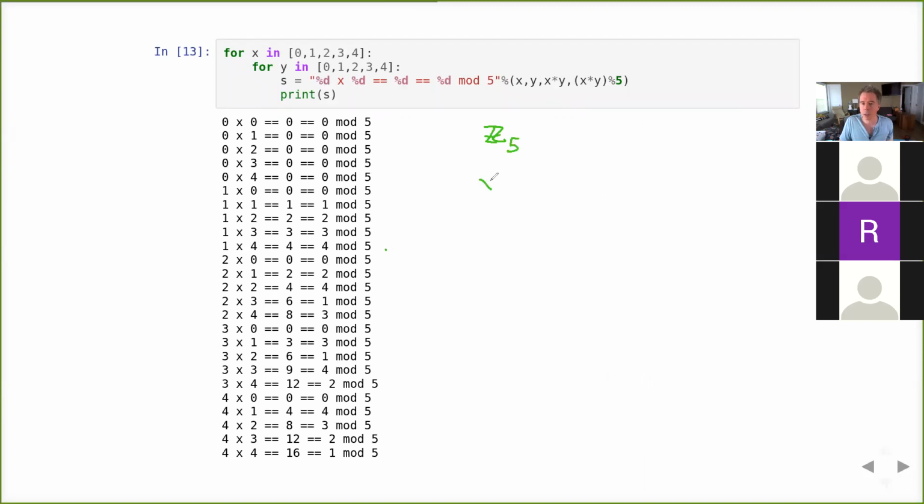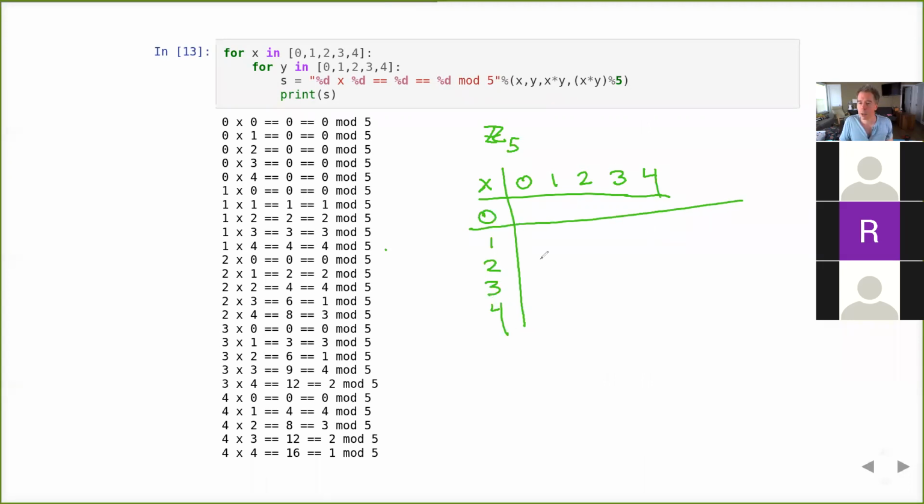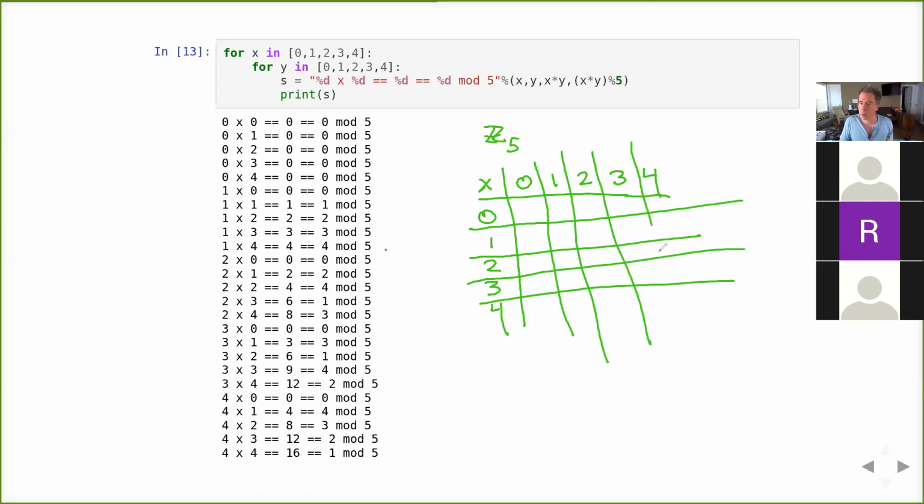So often you see these things written like this. The multiplication table for Z mod 5 would be 0, 1, 2, 3, 4, and 0, 1, 2, 3, 4. And then you fill this in just like in elementary school. So you have rows and columns. And what this means is 0 times 0. So 0 times anything is 0.